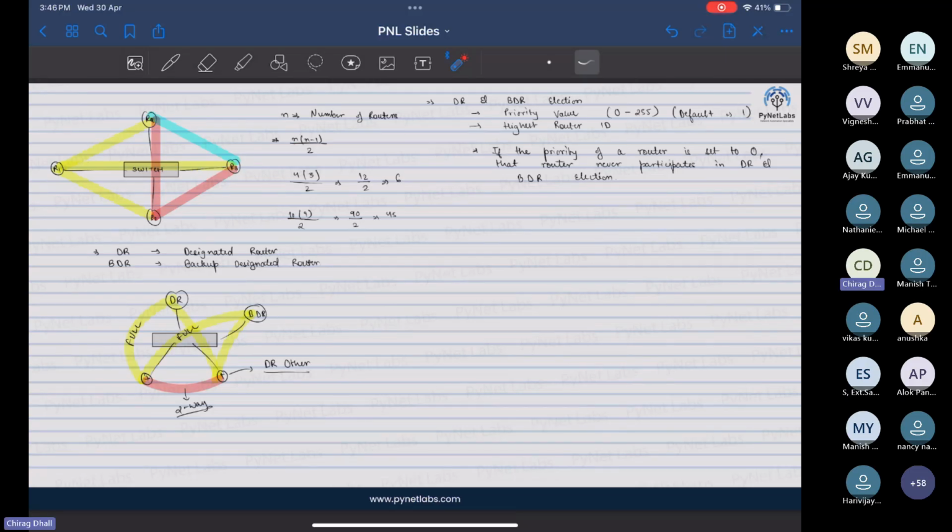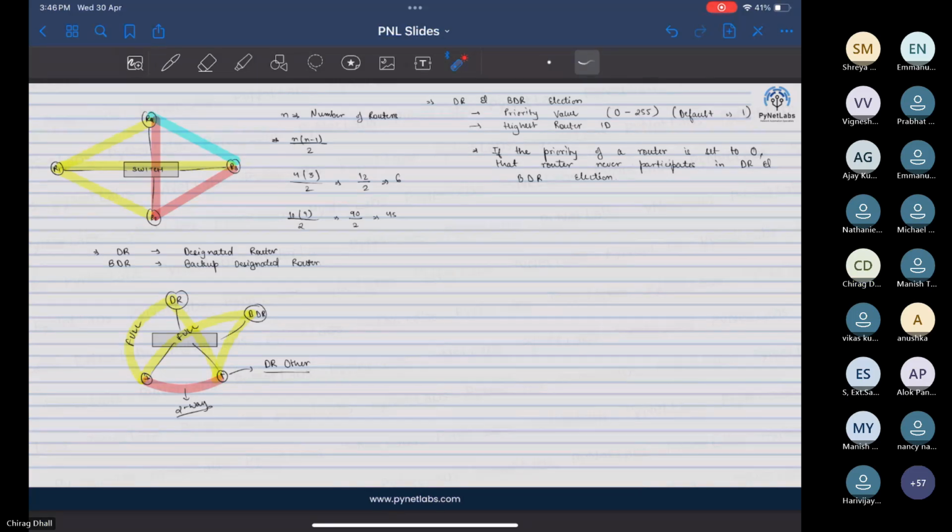Okay, we have a great question here. What will happen when the original DR comes back online? Will it again take the role of DR? No. After the DR and BDR election is done, if a router recovers or gets added into the scenario, we do not change the DR or BDR. So if the elections have taken place already, we will not modify anything in that.